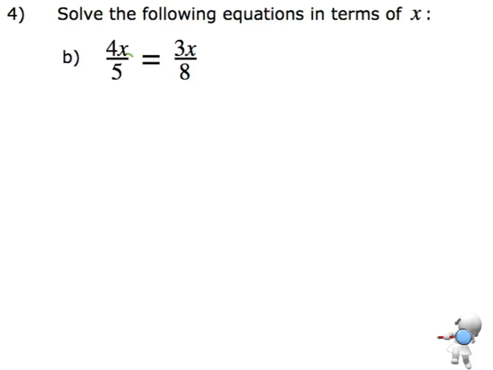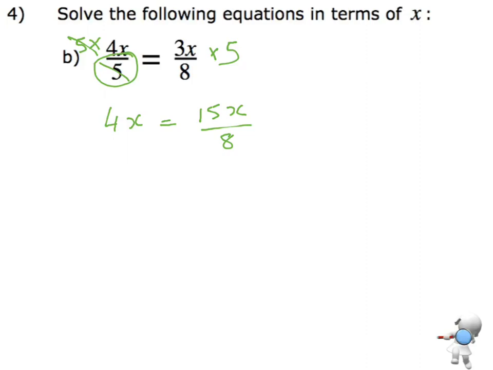For example, on the left-hand side, I've got it divided by 5. The opposite of dividing by 5 is multiplying by 5. So I am going to multiply both sides by 5. Then if I do that, that 5 there will cancel out to leave me with a 4x. And 3x times 5 is 15x divided by 8.